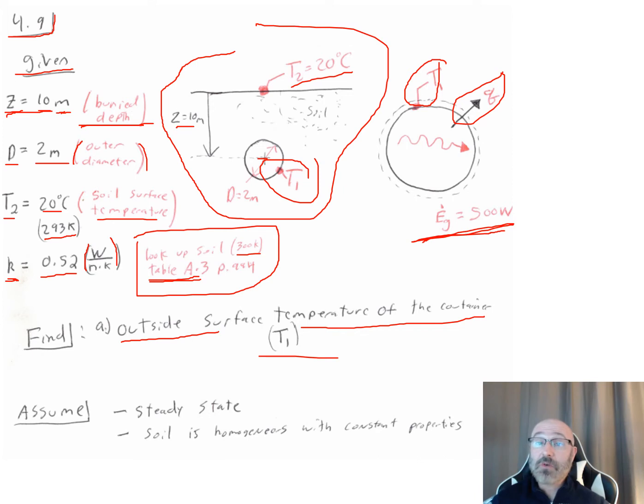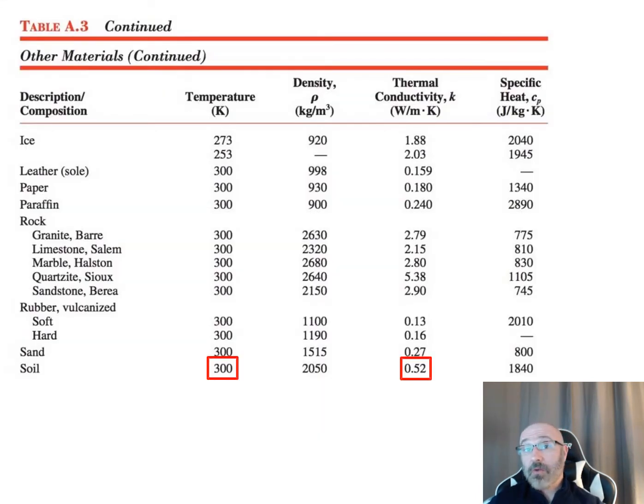Now the next thing we need to do is write out our assumptions. So we're going to assume steady state and that the soil is homogeneous with constant properties. Now to get that thermal conductivity value for our soil, we go to Table A3 in our appendix right here. This is for other materials. There's a lot of different materials listed under other materials. We go to the bottom, and we can see there's soil, which is what we're dealing with in our problem.